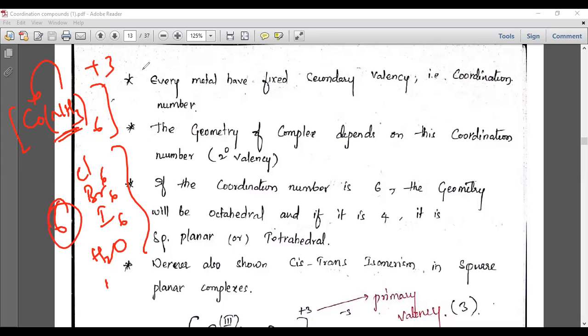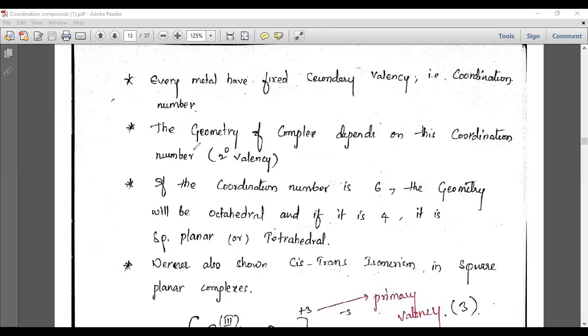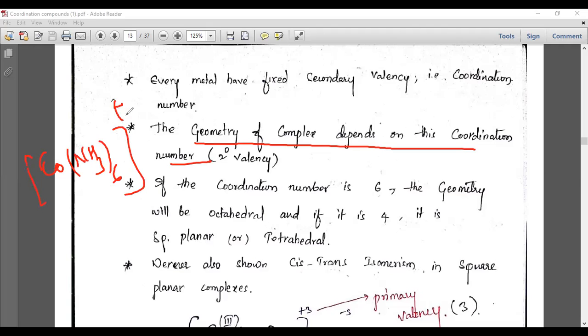But in case of outer sphere, that is chlorine, bromine, whatever may be, it will change. So how it will change, I will tell you here. So see here, the geometry of the complex depends on the coordination number. Of course, definitely, the geometry of the complex depends only on the secondary valency. You know that the secondary valency, that is the Co, NH3, I have just now written 6 like this. So here the coordination number is 6.